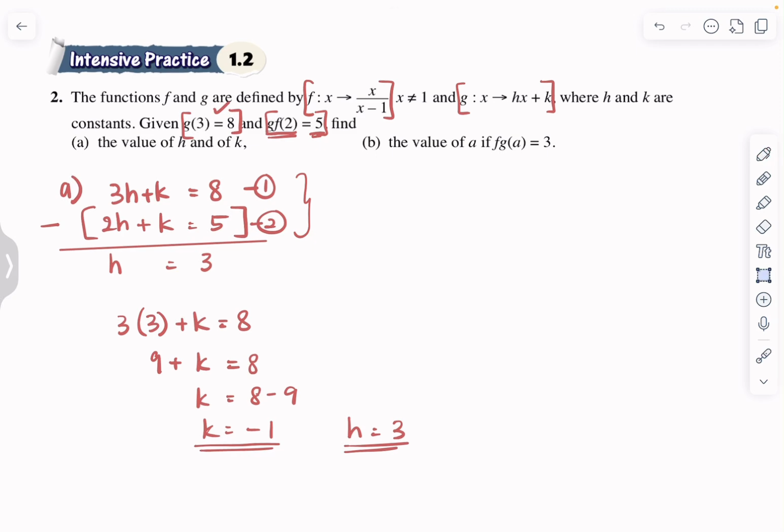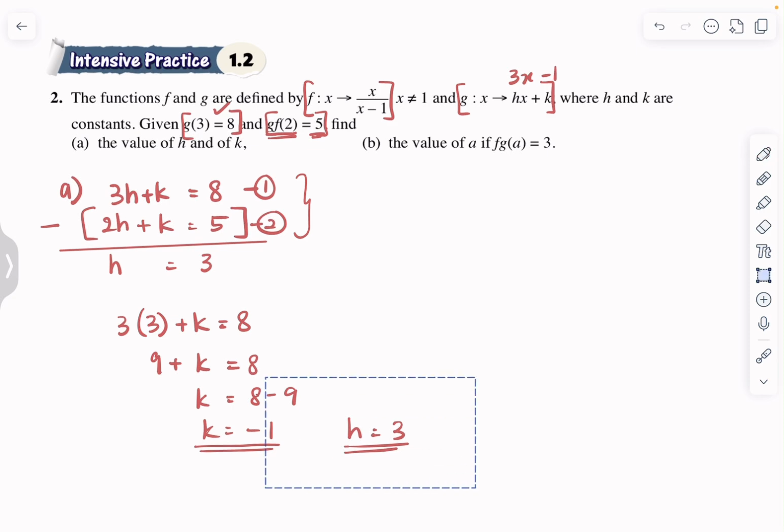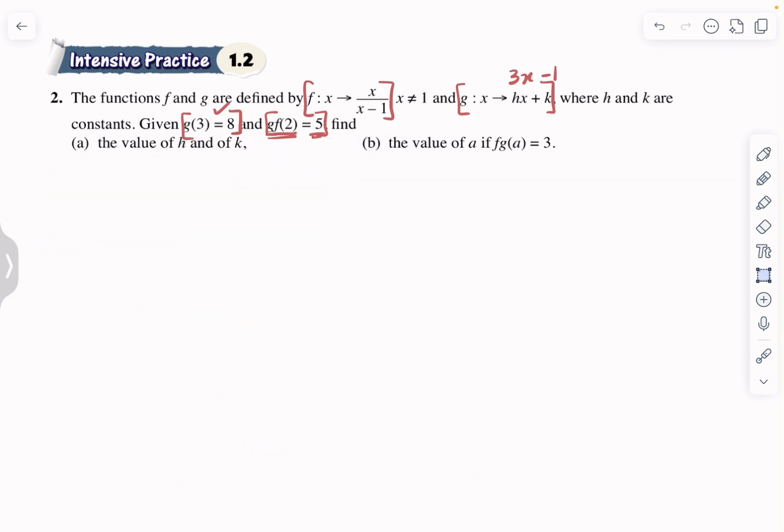Right. Let's just write this down. h is 3, k is negative 1. So that's g(x). Alright, let's look at question B. The value of a if fg(a) is 3.